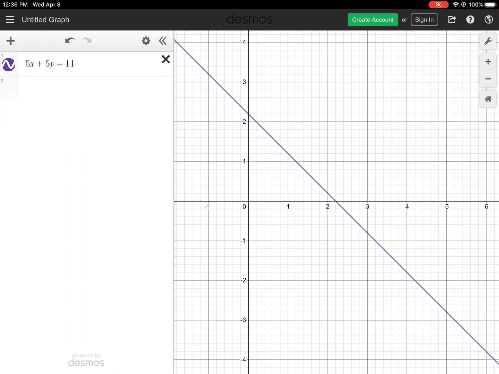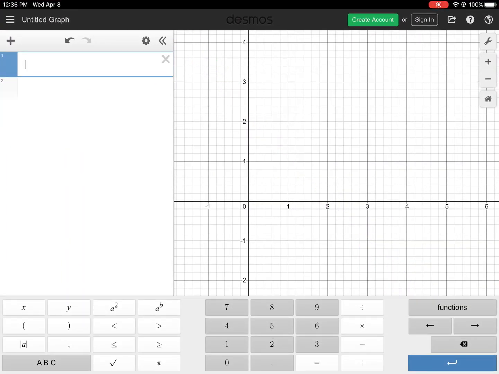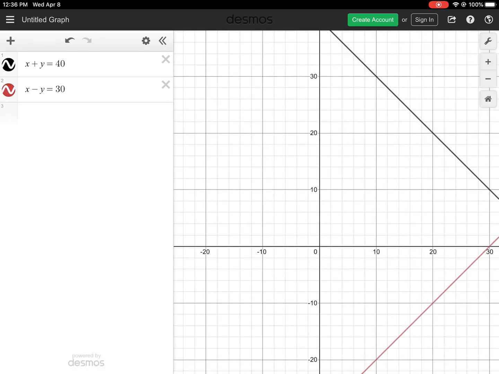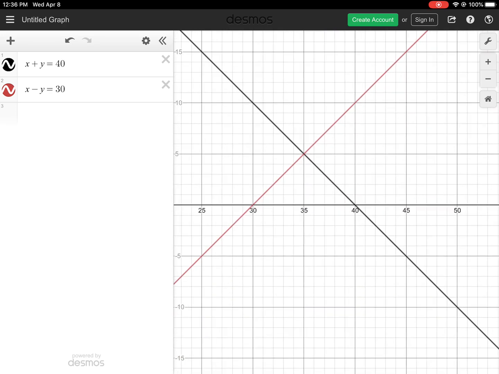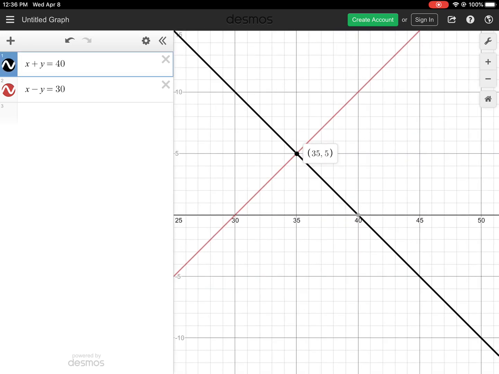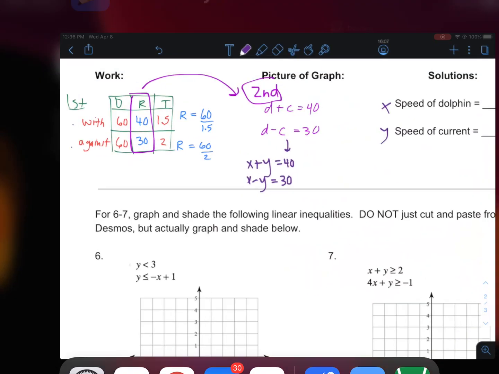X plus Y equals 40. All right, X plus Y equals 40. And X minus Y equals 30. And let's see what our answer comes out to. Oh, I missed a Y in there. There we go. Hit my home button. I don't see them yet. I'm going to zoom out. There we are. And if we get close, we can see that it is 35 and 5.